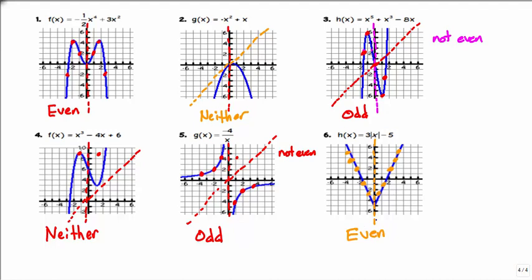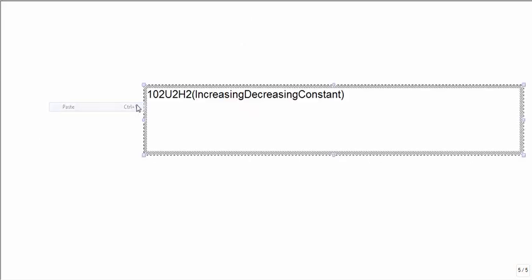So it's pretty easy to go through and eyeball these. The odd function is probably the most difficult, but if you sketch in those axes of symmetry, whether it's the origin or the y-axis, it makes it a lot easier. The last part of this assignment, we're going to be looking at a graph, and with this graph we're going to be determining intervals of increasing, decreasing, and constant. And then we'll also talk about relative extrema.